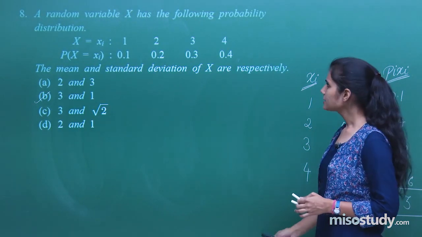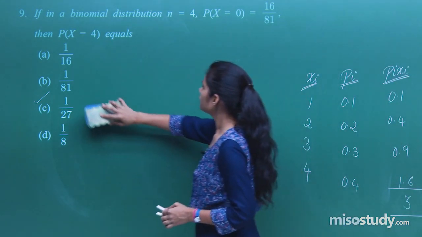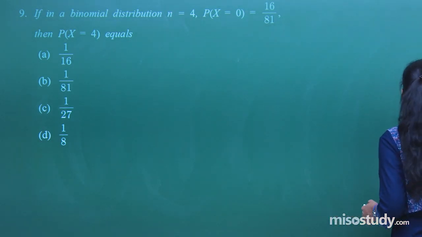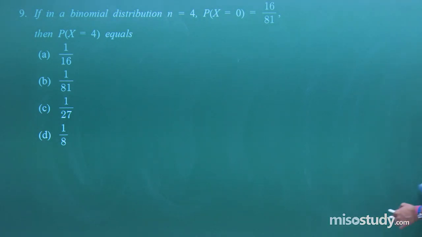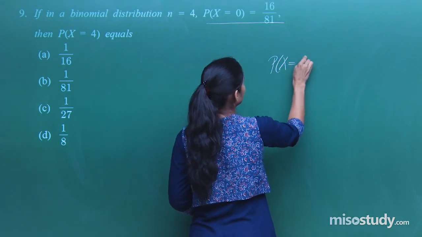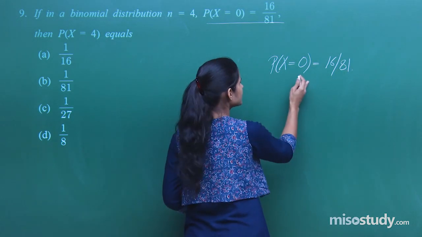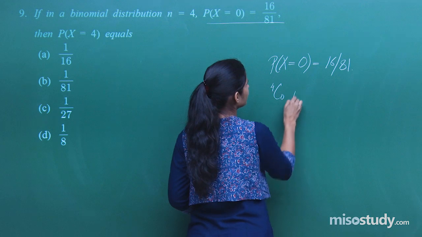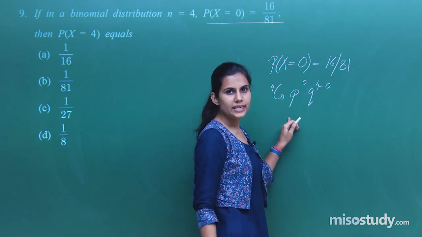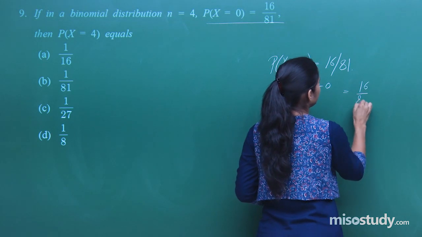Clear? Next you have question number 9. If in a binomial distribution n is 4, and the probability of x equals 0 is 16 by 81, what is the probability that x is equal to 4? Let's see. So this is given to you. Probability of x equals 0 is 16 by 81. What is this? n you know, n is 4, 4c0, p to the power 0, q to the power 4 minus 0. So probability of getting success is small p and getting failure is small q. This is 16 by 81.